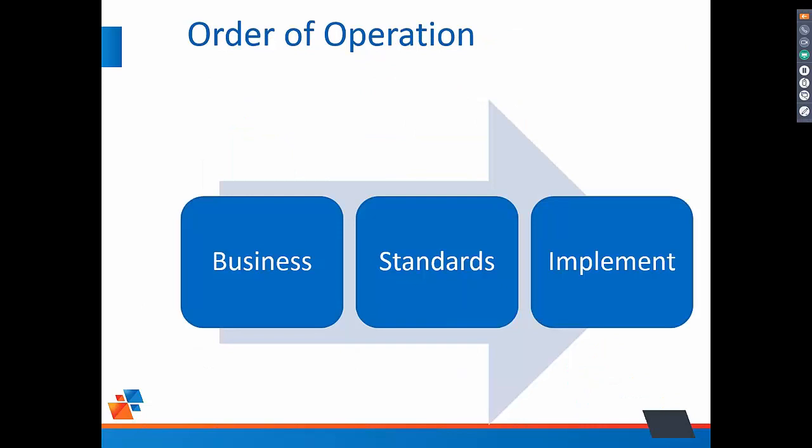So the order of operations for any kind of project, but specifically CAD GIS integration, always starts with the business requirements. We don't have the technology drive our business. So it's not technical Darwinism. It is us knowing our business and implementing standards that satisfy those business and technical requirements.